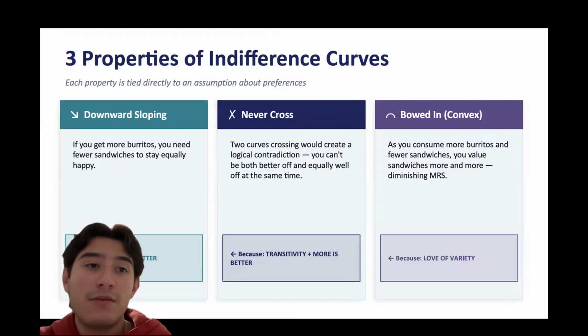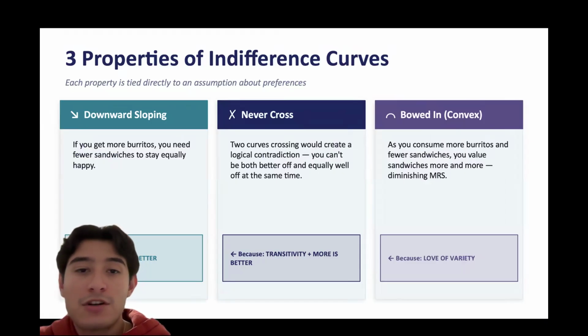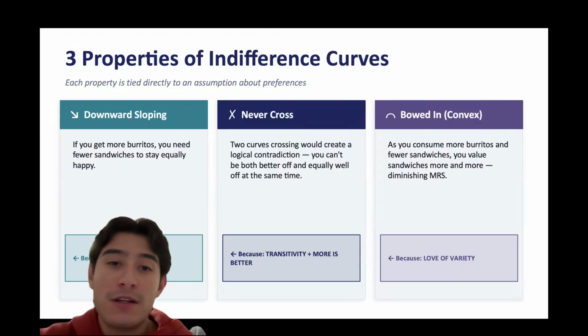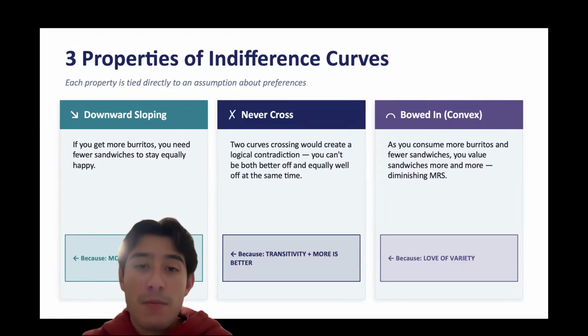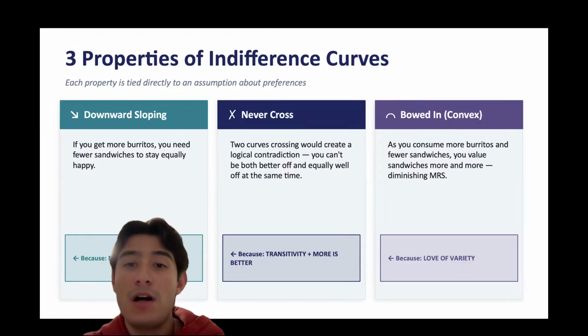Three properties of indifference curves. Indifference curves have three important properties. And what I love about this is that each property ties directly back into one of our assumptions. Property one: indifference curves are downward sloping. This means if you get more burritos, moving to the right on the graph, you need fewer sandwiches to stay on the same curve. Why? Because of more is better.